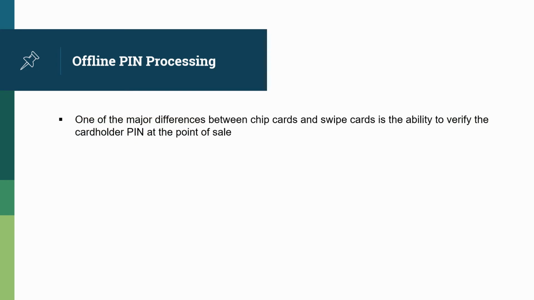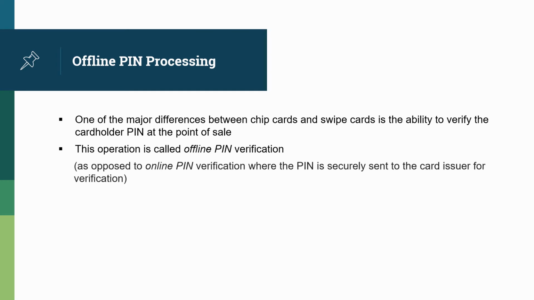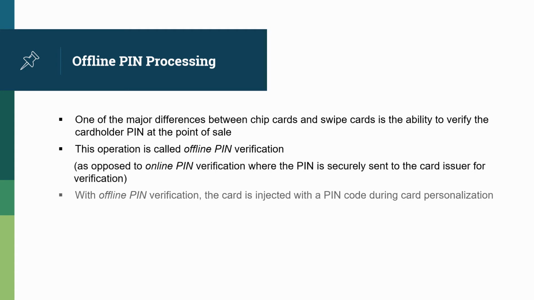Before we conclude this video, let us have a quick look at how a chip card processes PIN verification. One of the major differences between chip cards and swipe cards is the ability to verify the cardholder PIN at the point of sale. This operation is called offline PIN verification, as opposed to online PIN verification, where the PIN is securely sent to the card issuer for verification. With offline PIN verification, the card is injected with a PIN code during card personalization. The PIN code can be changed, usually at an ATM.